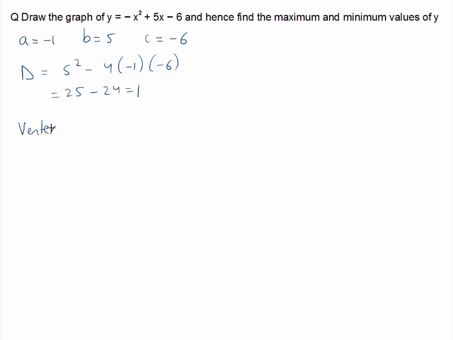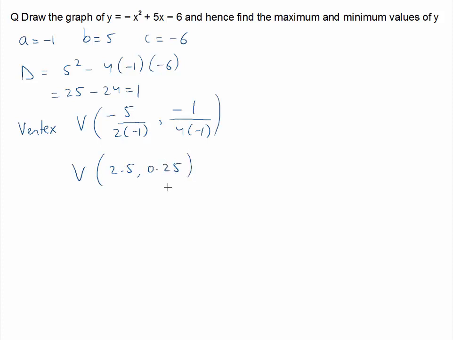Now third, we find the vertex. Vertex v would be minus b divided by 2a, comma, minus d divided by 4a. So the vertex would be 5 by 2, which is 2.5, comma, 1 by 4, which is 0.25. So this is the vertex. Now we need to draw the graph and also find the maximum and minimum values of y.